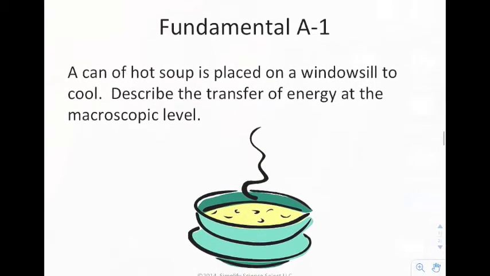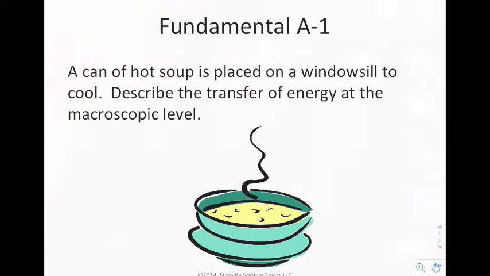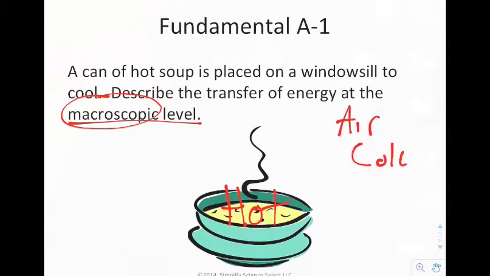So the first question we have says a can of hot soup is placed on a windowsill. Describe the transfer of energy at the macroscopic level. Macro means on a large scale. So because of that, we have something that is very hot, and because it's hot, we can assume that the air around it is cold. Because of that, we say that heat is transferred from the hot to the cold, or another way of saying that is heat leaves the soup and goes to the air around it.